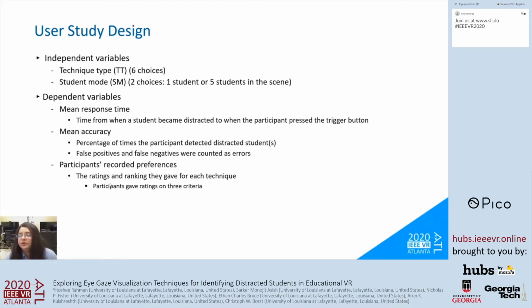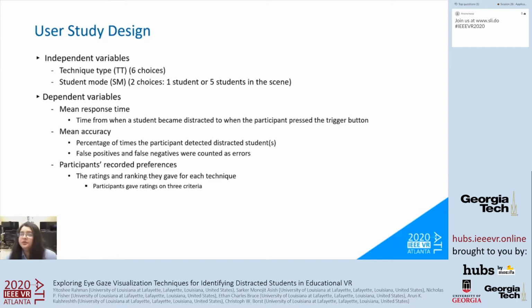By mean response time, we mean the time from when a student becomes distracted to when the participant pressed the trigger button. The accuracy was defined as the percentage of times the participant was correct about the distraction, which means when there was a distraction and they detected it. False positives and false negatives both were counted as errors.